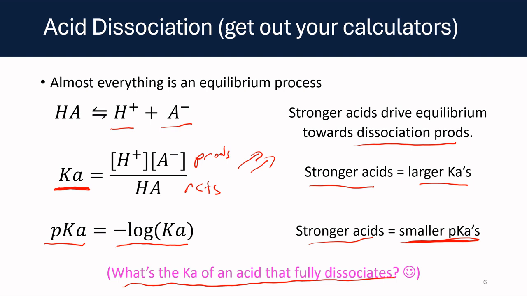Look at this equation, okay? And ask yourselves, what would happen if HA was 0 and H plus and A minus was whatever number HA used to be? Let's say it was 100 or infinity or a mole. I don't care. All right. What would the Ka equal? Think about that for a second. All right.